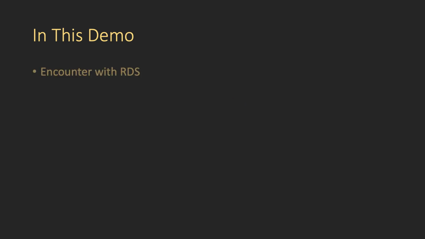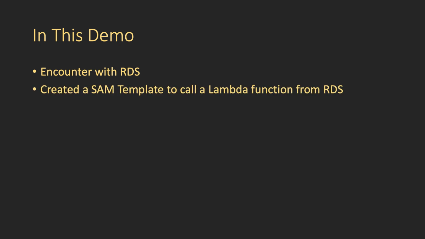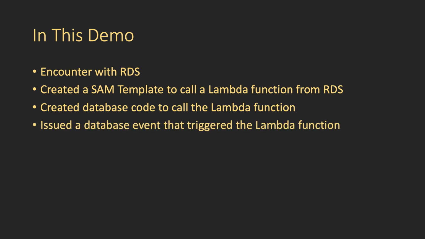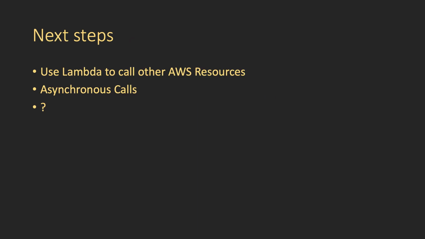In this demo, we had our first encounter with RDS. We have created a SAM template to call a Lambda function from out of RDS. We have created database code to call this Lambda function. And we have issued a database event that triggered this Lambda function. Well, what could be the next steps? We could use Lambda to call other AWS resources like storing or receiving data from an S3 bucket. We could do asynchronous calls or something else.